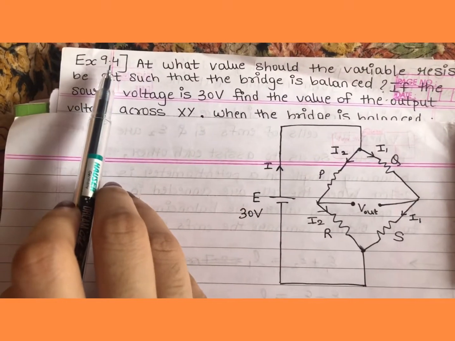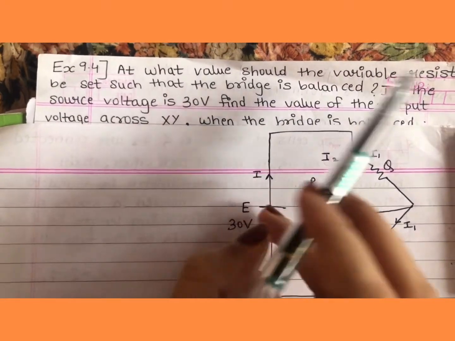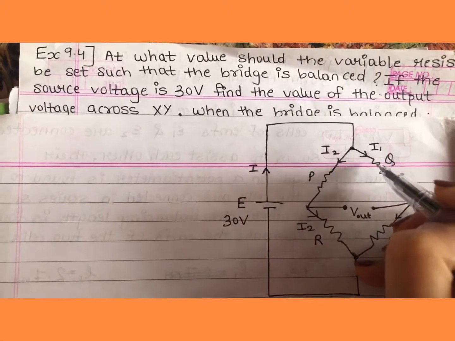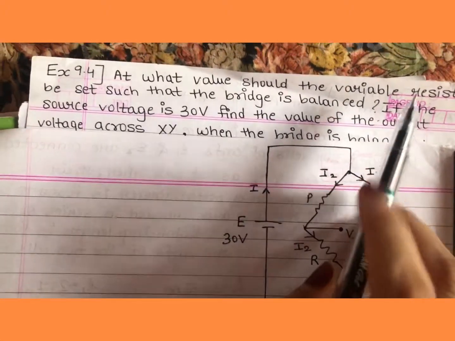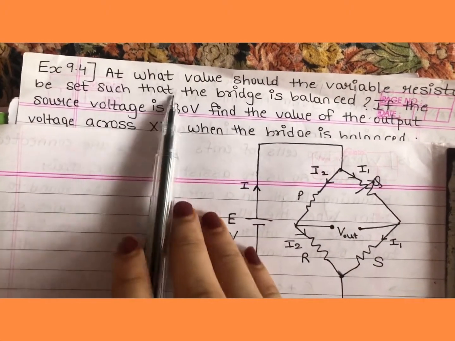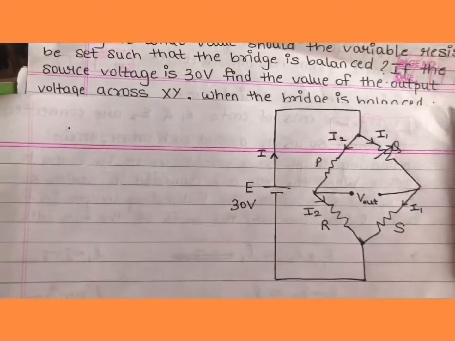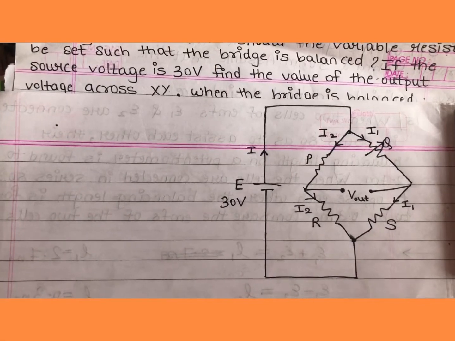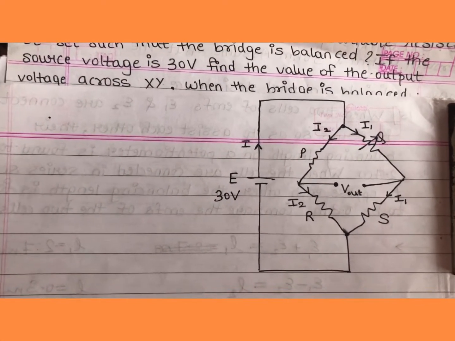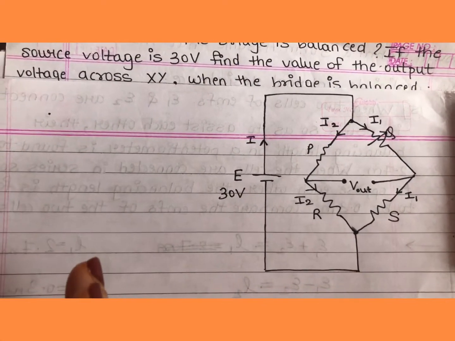Okay, let's start with numerical 9.4. At what value should the variable resistor be set such that the bridge is balanced? Bridge is balanced means, now how will you find out the balance condition of the bridge? When the bridge is balanced, you write it in the ratio format, right?